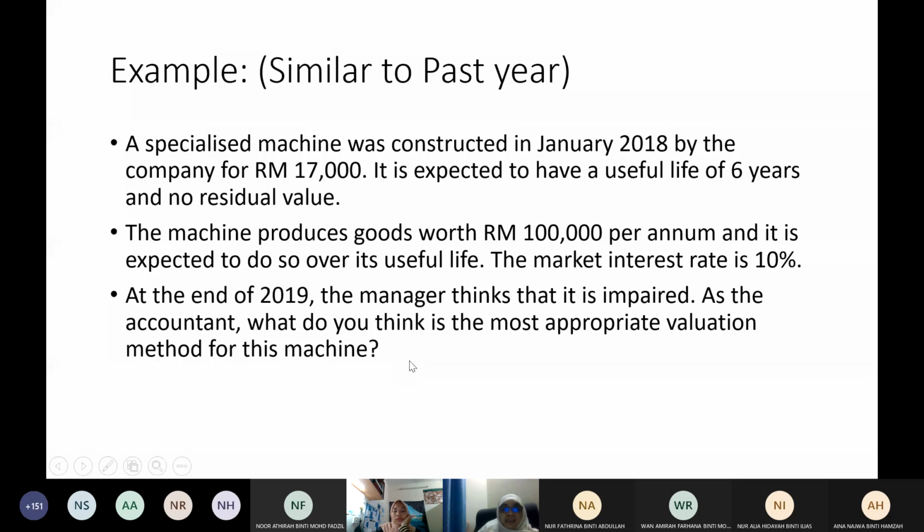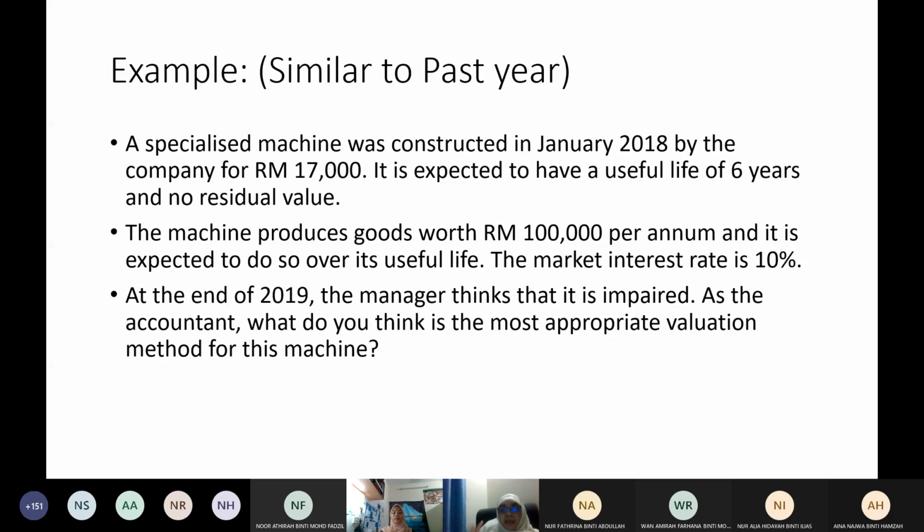A question similar to this was asked to the students. At the end of 2019, the manager thinks that this machine is impaired. And as the accountant, you are asked to consider what is the most appropriate valuation method for this machine. Now, please think about it.